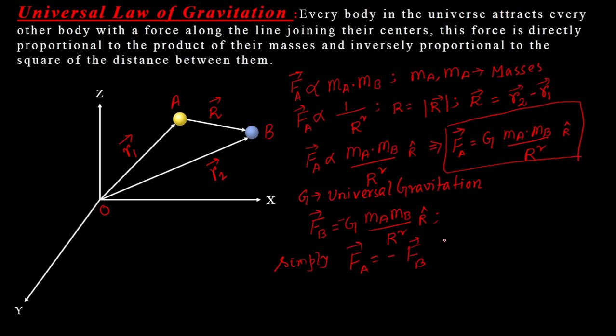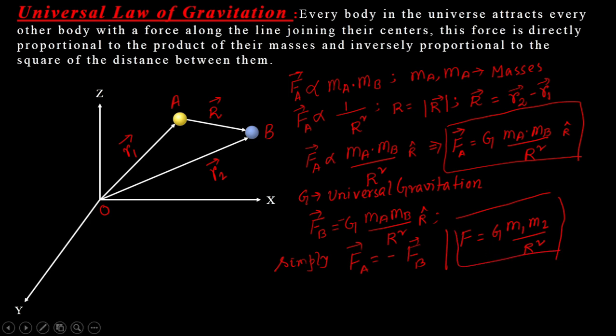So in general we can write this as F equals G m1 m2 upon r square, where m1 and m2 are the masses of any two objects of the universe, and r is the distance of separation between their centers. This gives the force acting upon the two bodies, and remember that the force acts in a similar manner on both objects but in opposite directions.